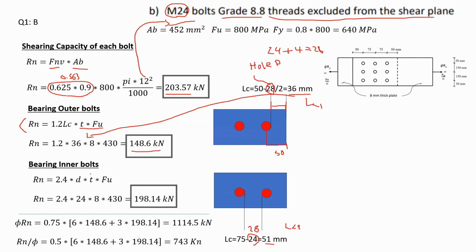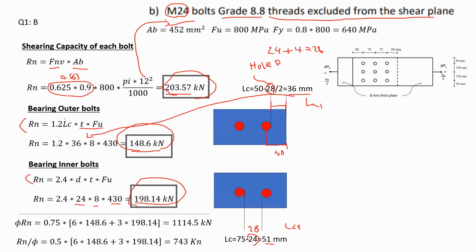Now for the bearing of inner bolts, I have to consider this equation. Based on this equation, basically substitute 2.4 by the diameter of one bolt, 24 millimeters, multiplied by 8 thickness of plate, and lastly F ultimate. Again, I get another capacity as shown. Now, if we compare our findings, we have the shearing capacity 203, 148.6, and 198.